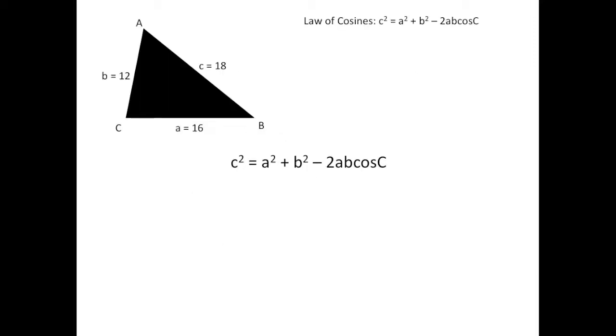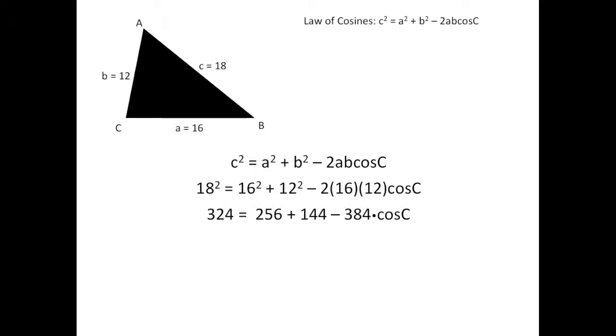We will start with solving for angle C in order to avoid the ambiguous case where angle C could either equal an acute angle or an obtuse angle. We plug in the values for side length A, side length B, and side length C so that we get 18 squared equals 16 squared plus 12 squared minus 2 times 16 times 12 times cosine of C.